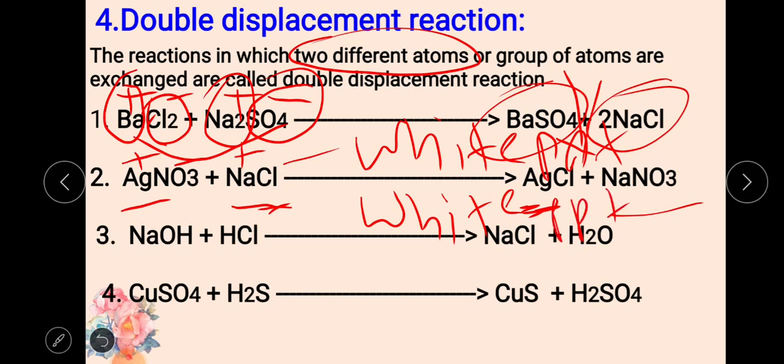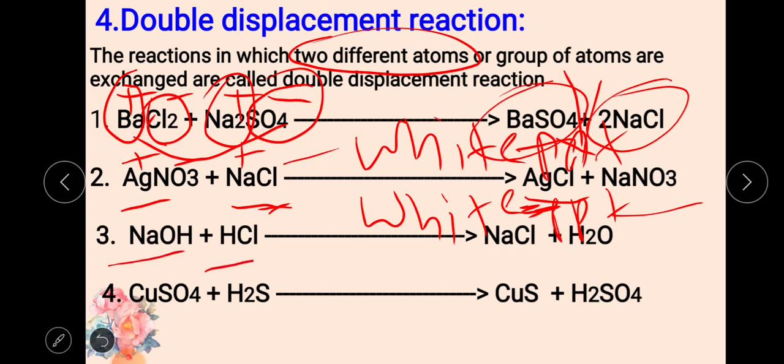So we saw two precipitation reactions here, barium sulfate and silver chloride. All precipitation reactions are double displacement reactions, but all double displacement reactions are not precipitation reactions. Here we got barium sulfate and AgCl as precipitates, but the next one is a double displacement reaction where precipitation does not occur.